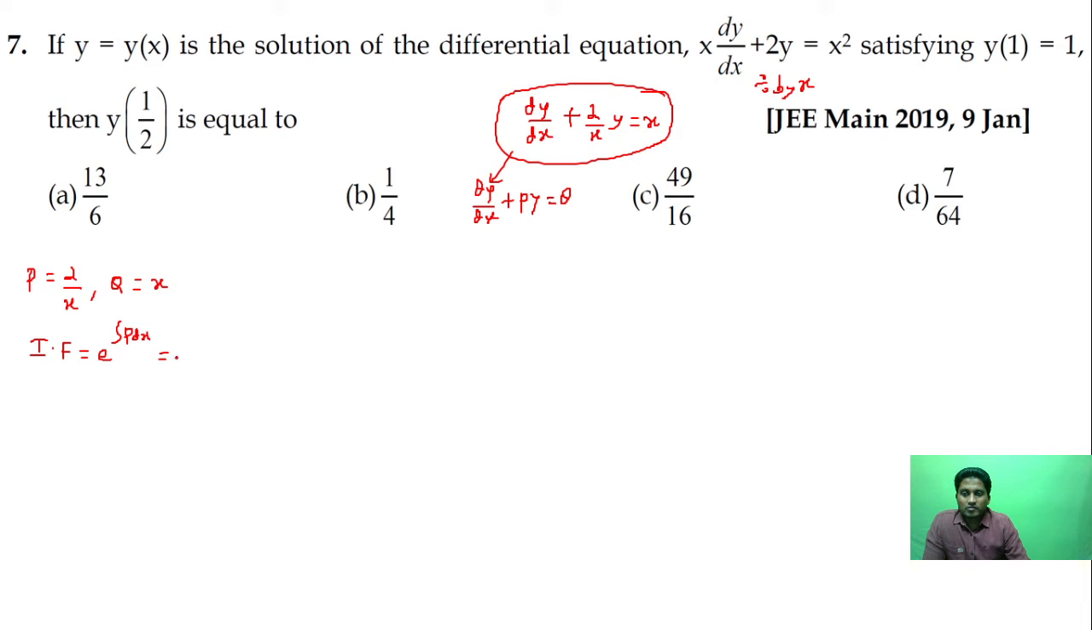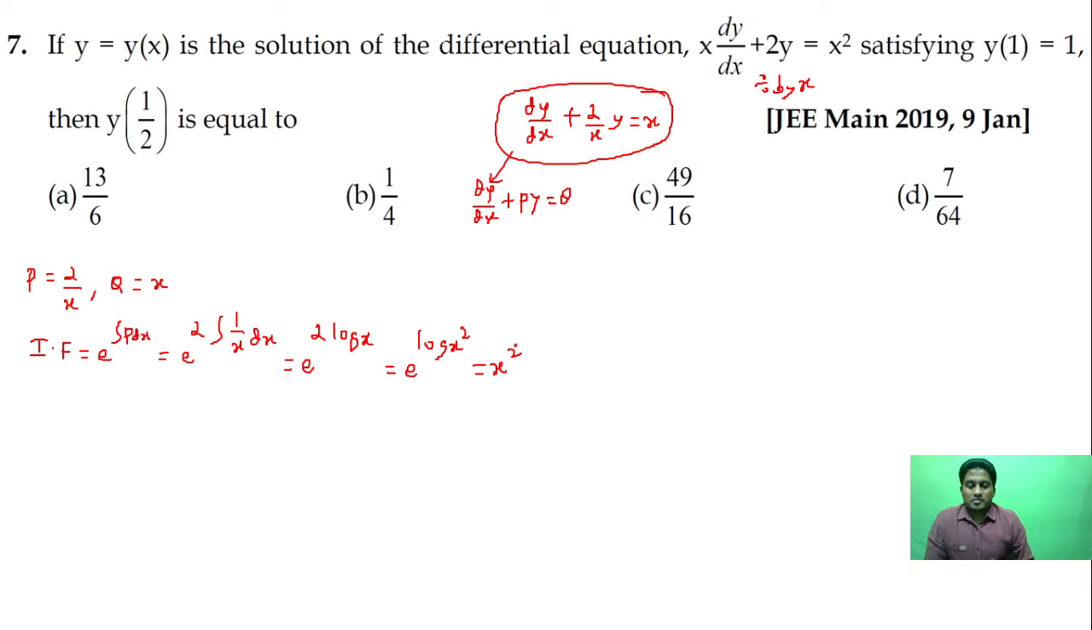The integrating factor is equal to e power integral p dx. So this is equal to e to the power of 2, a constant, times integration of 1 by x dx. Integration of 1 by x is log x. 2 log x can be written as log x square. E power log x square is equal to x square.